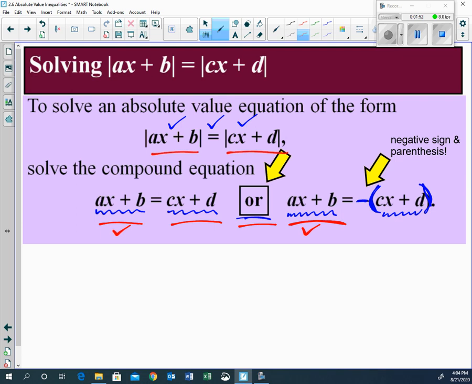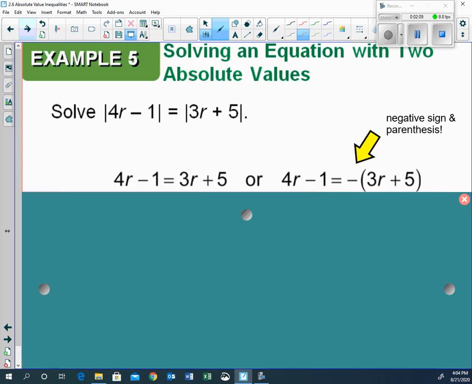So on the first case there, we kept the right side just like it was. In the second case, you negate it by putting a negative sign out in front of whatever is inside. And if there's more than one term, you wrap it in parentheses and you distribute and go from there. So we're going to work through that together, and you'll get the hang of it. So here you see an example of what we were talking about.